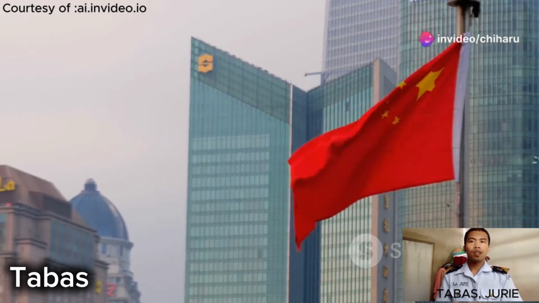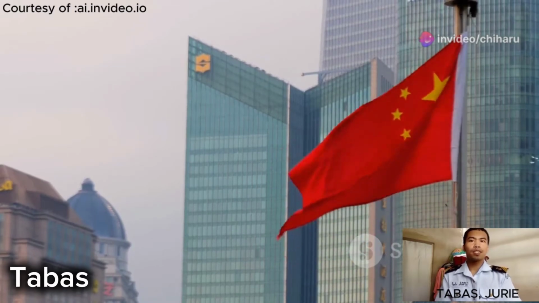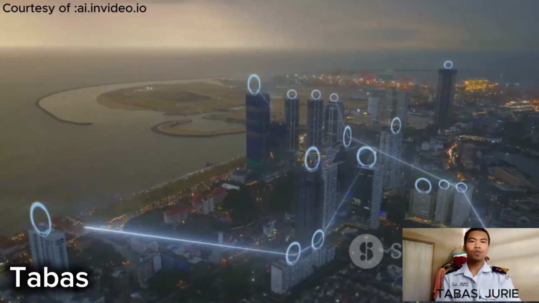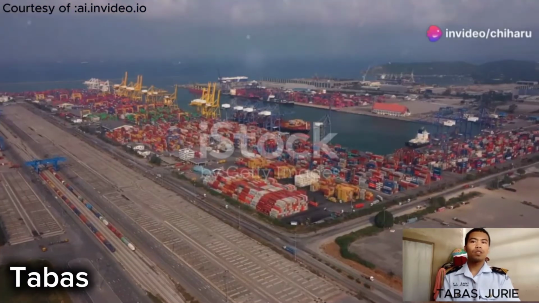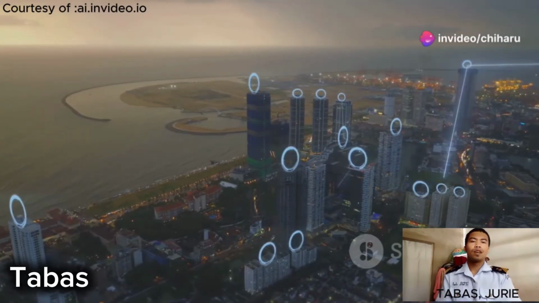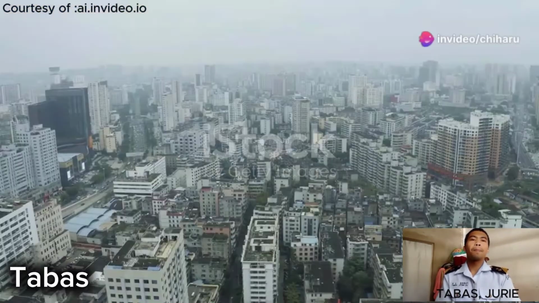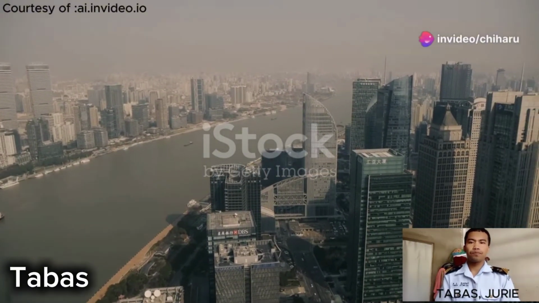COVID-19 is a clear example of a challenge of globalization, as its rapid transmission across countries was facilitated by travel and trade networks, leading to a worldwide pandemic. And let's proceed to the challenges of regionalization.